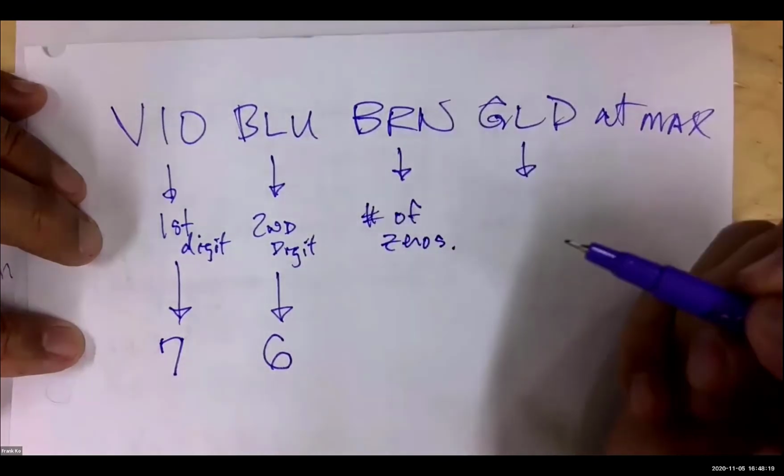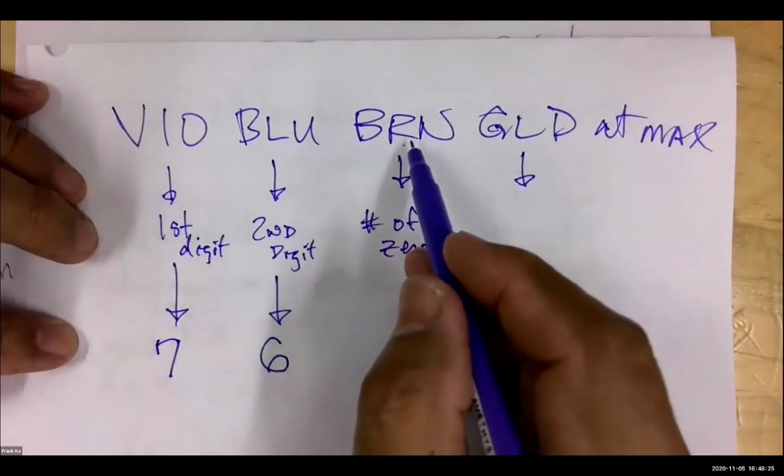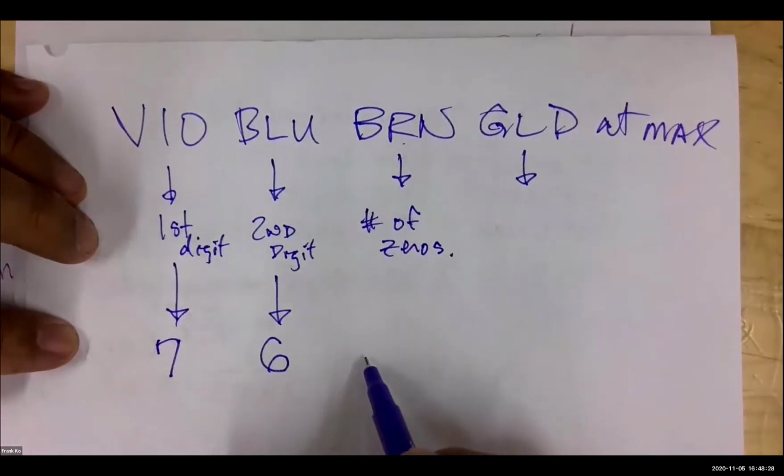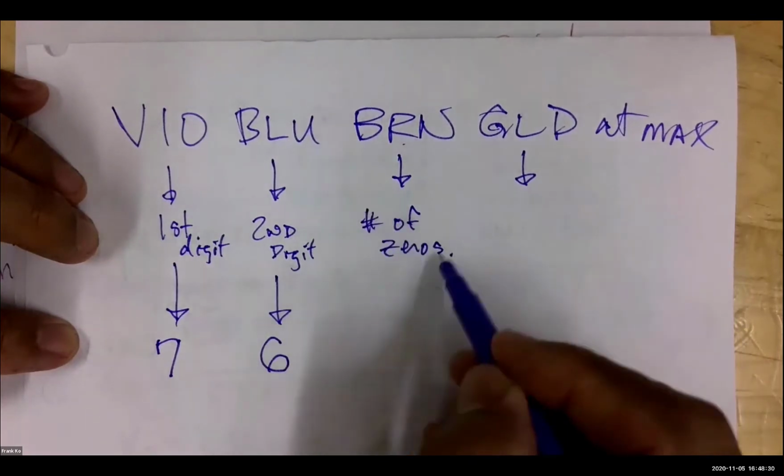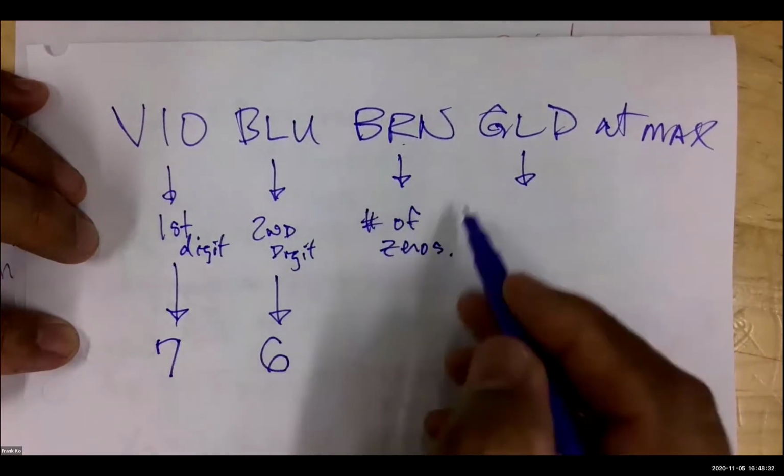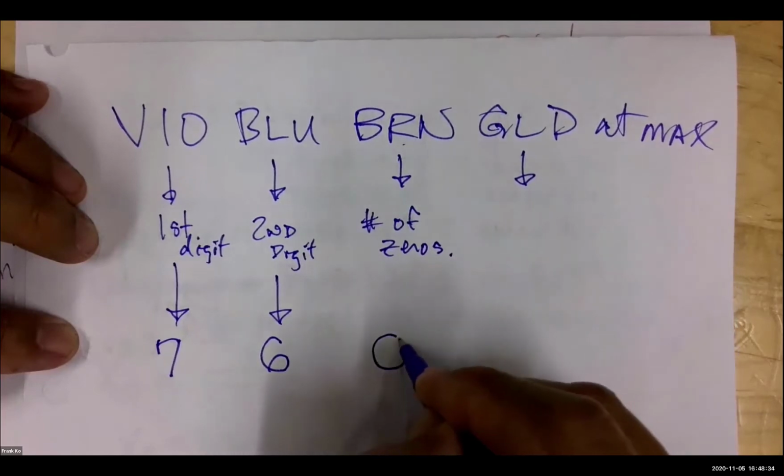And how many zeros does brown represent? We get 1 zero. Now keep in mind, brown represents 1, but we do not write a 1 here. We write the number of zeros. Brown represents 1 zero. There it is.